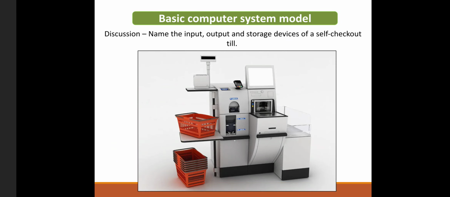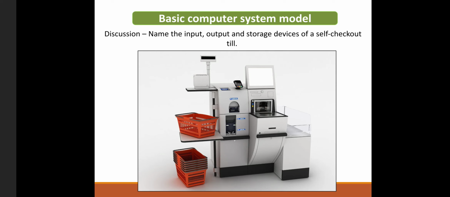So when we look at this supermarket till, we can identify some input devices and some output devices. So I'm going to ask you to pause the video for a second, and you're going to go to the comment section and you're going to identify at least 3 input devices that you can see here and 3 output devices. When you're back, you will hear the answers.